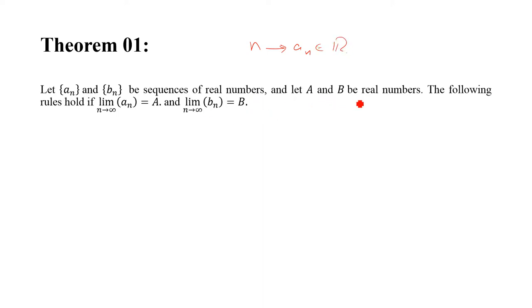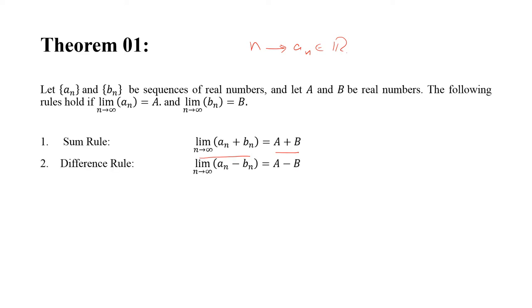And let a and b be real numbers. The following rules hold if the limit of a_n as n approaches infinity is equal to a, that is, the limit of a_n is a, and b_n approaches b. So the first rule is called the sum rule: the limit of sums is equal to the sum of limits.